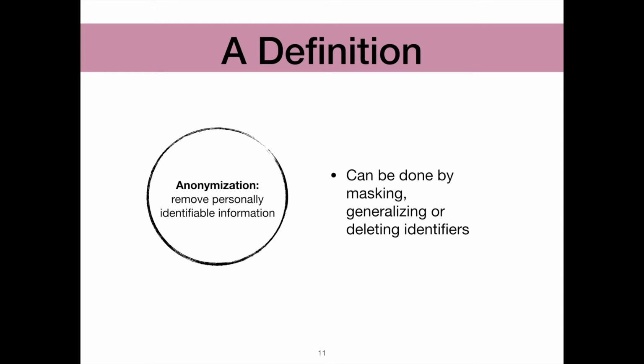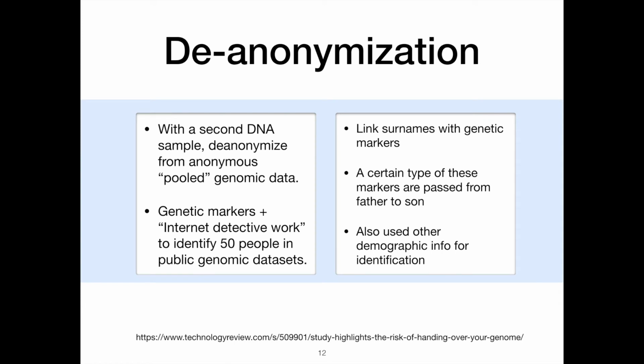Anonymization means removing personally identifiable information. This can be done by masking, generalizing, or deleting identifiers so that you cannot determine identifiable information in the data. Studies show that an individual's genetic information can be taken out from the genetic data that is pooled and that is considered to be anonymous. Using some additional data, researchers showed that they can easily identify people in the set.